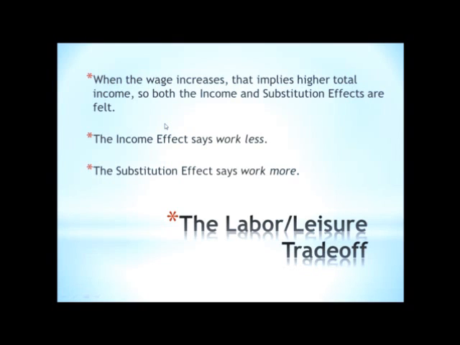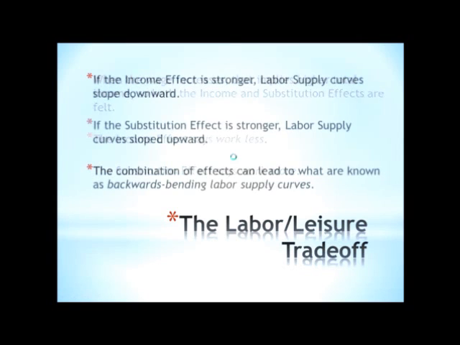The substitution effect is saying work more because work pays better. It's a better buy. So you have these two effects that are pulling you in different directions. That's why we can't say for certain what's going to happen to the optimal hours of work when the wage goes up. If the income effect is stronger, then the labor supply curve is going to slope downward, which means that as the wage goes up, the worker is going to choose to work less.